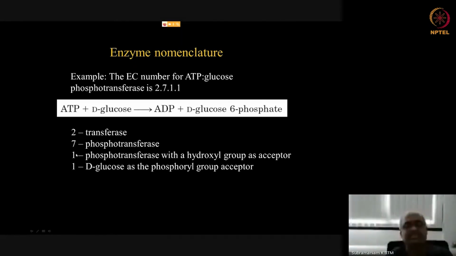And then which hydroxyl group is the acceptor here? It is D-glucose that is the acceptor. And that is how it gets 2.7.1.1. So when you come to the 4th digit, it specifically defines that enzyme. No longer is it a group, okay, this is a specific enzyme. So this is the only enzyme that transfers a phosphor group to a hydroxyl group of glucose. Okay, so this is how you have this hierarchical 4-part number system for naming the enzymes.